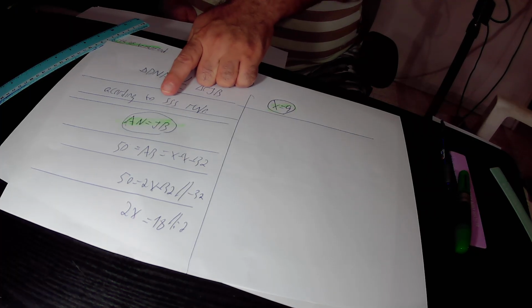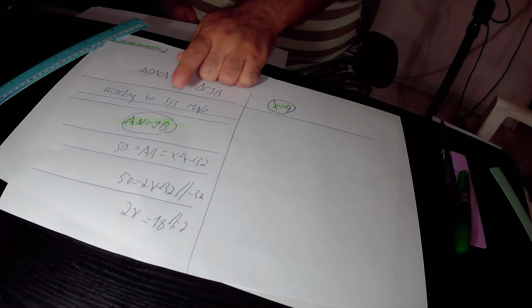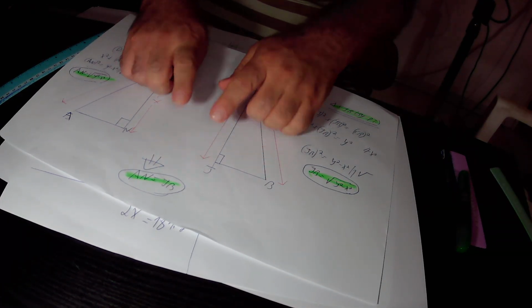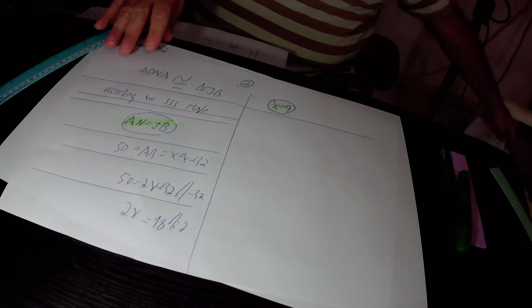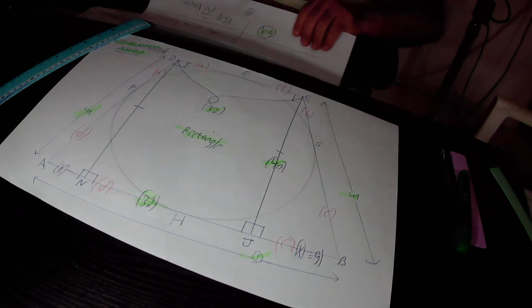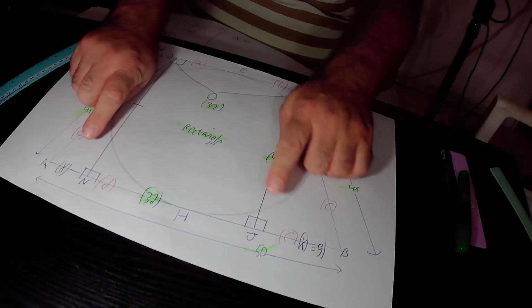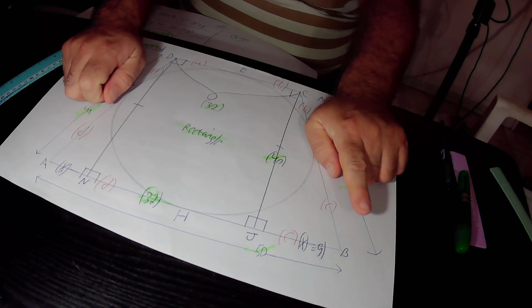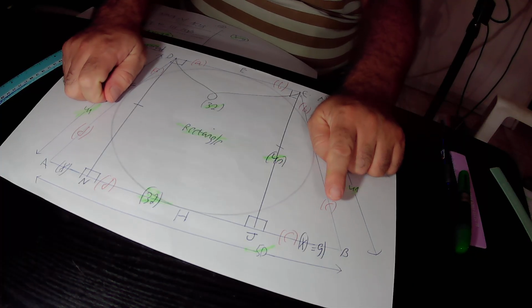I have already proved that side AN equals side JB. So if we define the length of side AN as x, then side JB must also be equal to x because they are equal to each other.